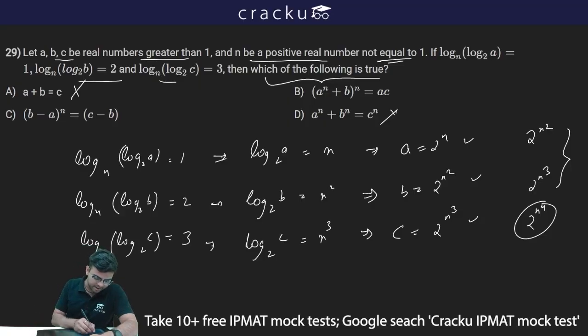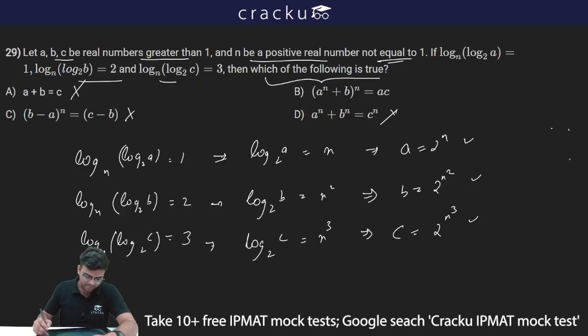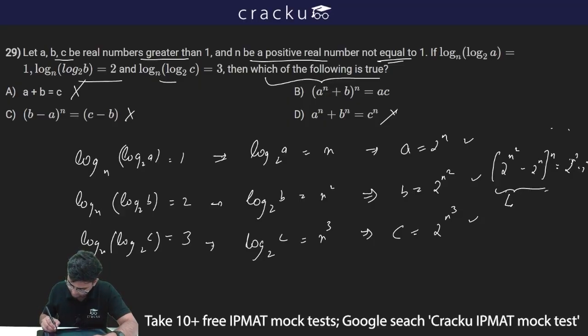Now we have b minus a to the whole power n and c minus b. Again, is this possible? So b minus a will be equal to 2 to the power n square minus 2 to the power n, the whole to the power n, to be equal to c minus b. So c minus b will be 2 to the power n cube minus 2 to the power n square. Now if I solve this left hand side part, if I take 2 to the power n common, this will be equal to 2 to the power n square minus n minus 1 to the whole power n, and this 2 to the power n square, because this n will be powered as well.